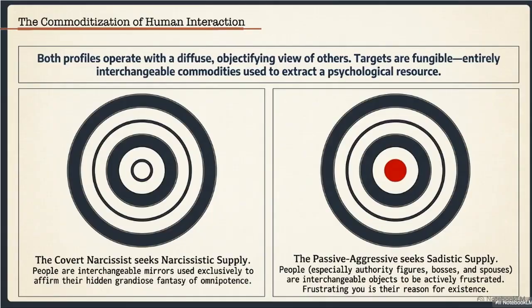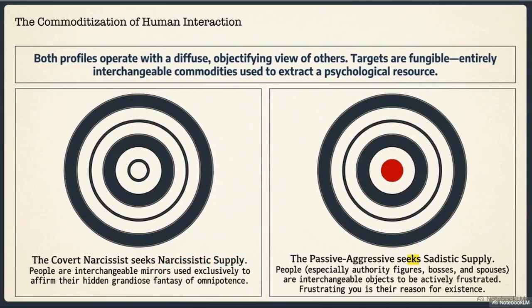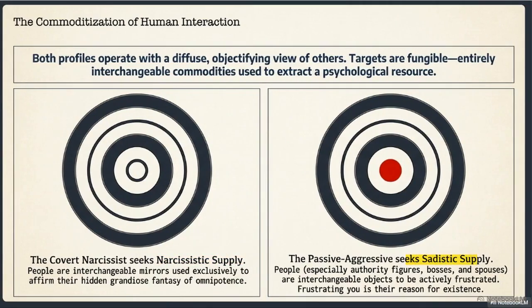This chart outlines the commoditization of human interaction. The covert narcissist hunts for narcissistic supply, needing you to affirm their hidden grandiose fantasy. The passive-aggressive hunts for sadistic supply, using you as an object to be actively frustrated for a sense of power.